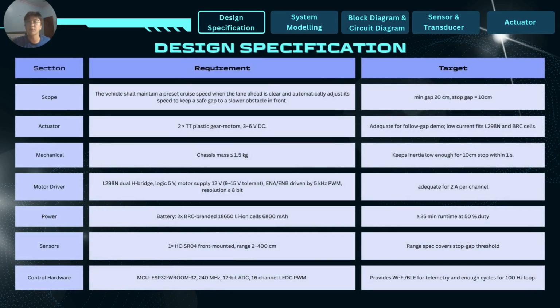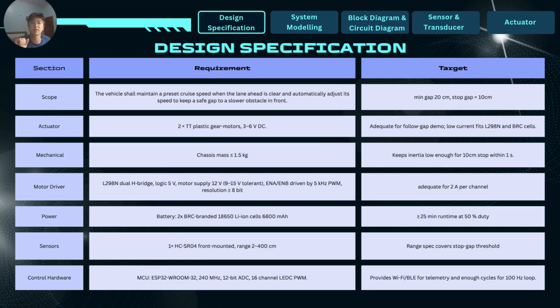For now, I want to present the design specification for our project. The first one is the scope. Our autonomous car can maintain the cruise speed and also automatically adjust the speed to keep a safe gap. So our target minimum gap is 20 cm and the stop gap is 10 cm, which means when our car is too near the car in front and within 10 cm, our car will stop until the gap is over 10 cm. But if still within 20 cm, it will follow the speed of the car in front until over 20 cm. Then our car will go at max speed.